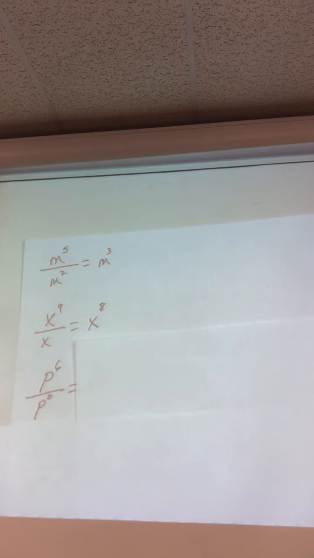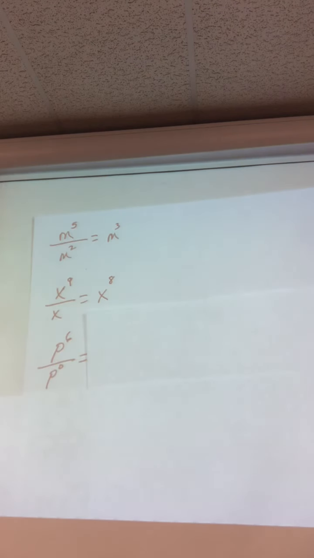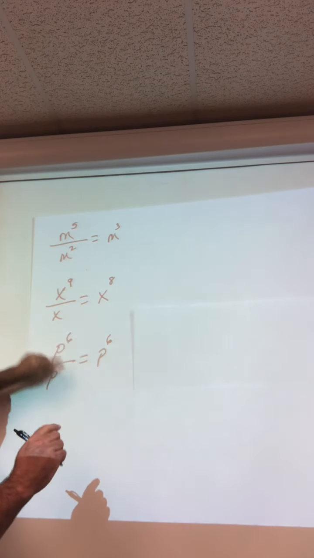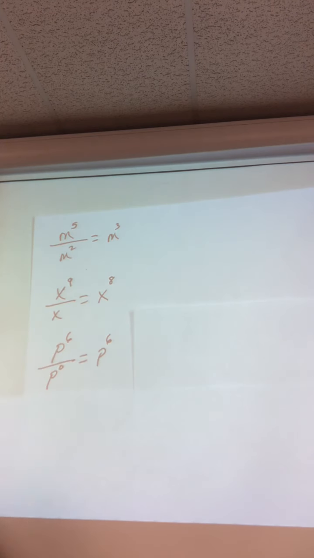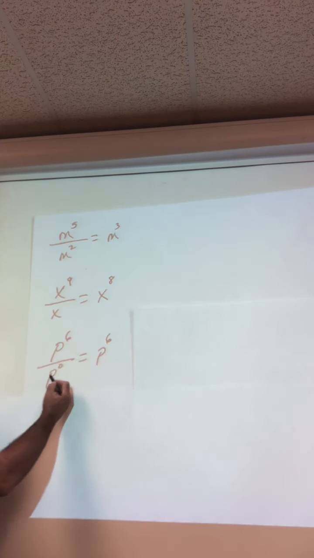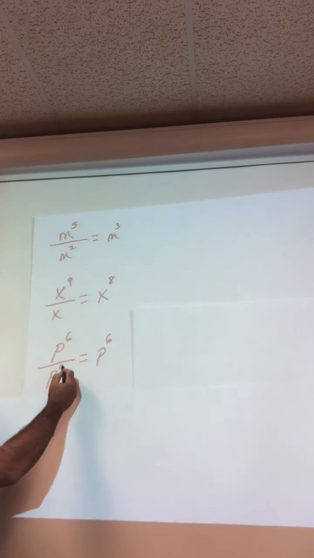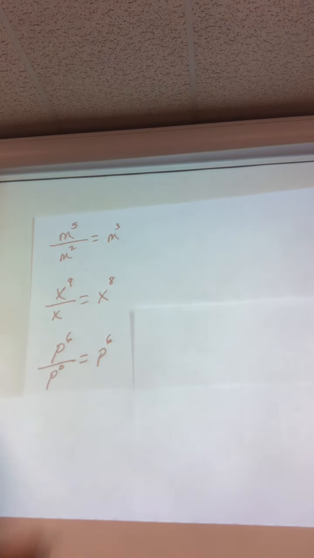p to the sixth over p to the 0. Now, there's two ways you can say this. 6 minus 0, which is 6. Or you could just say, remember, p to the 0 is 1, and anything divided by 1 is that. Now, p to the 0 is not p to the 1. It's just 1, not p to the first. There's a difference in p to the first and 1. p to the first is a letter or a variable. 1 is a number.